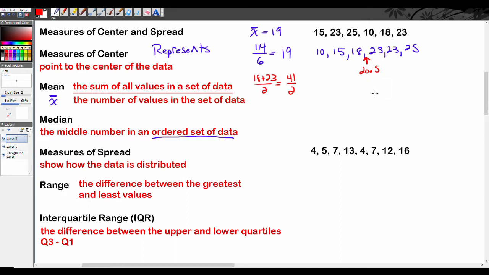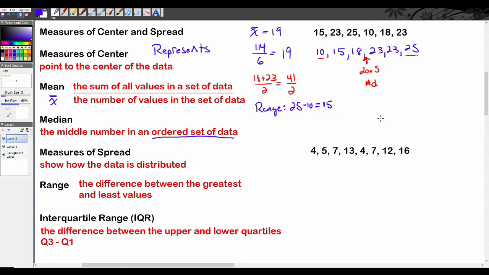Okay? And another thing that I can easily find here is the range. The range is the difference between the greatest and the least values in the set of data. So my greatest value in this set of data is 25. And my least value in this set of data is 10. Let me write that this is the median. Okay, so my range is going to be 25 minus 10, which is 15. So the range for this set of data is 15.